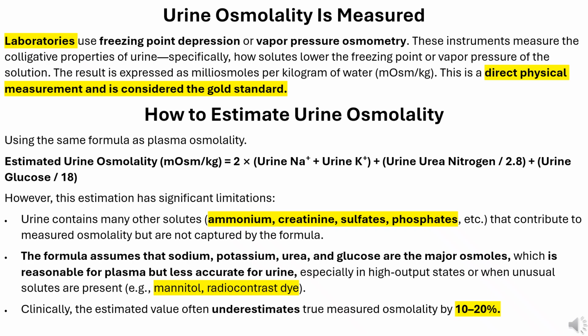So, in conclusion, urine osmolality is measured, not calculated. Always send a urine sample to the lab for definitive assessment. If you need a quick bedside approximation of urine concentration, urine specific gravity, by dipstick or refractometer, is easier, but it is less accurate than measured osmolality and can be affected by glucose, protein, or contrast agents. The estimation is not reliable for diagnosing conditions like SIADH, diabetes insipidus, or evaluating renal concentrating ability.